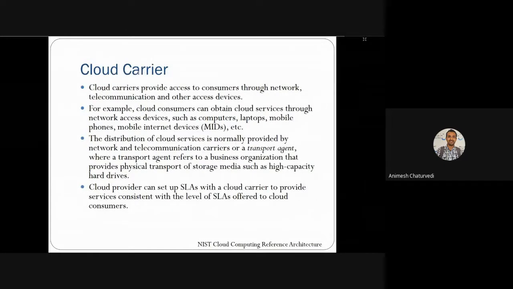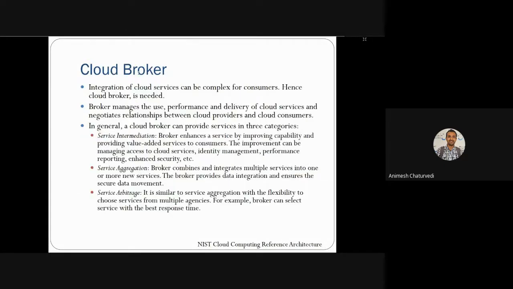The next one we'll discuss is the cloud carrier. Before that, look at this slide and ask any question or query that you have.